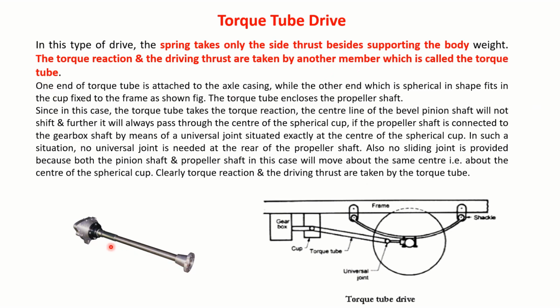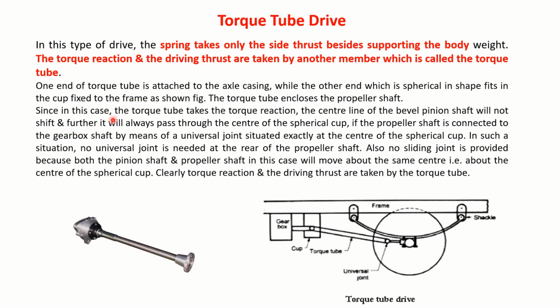This is how you can see the torque tube, a hollow tube. As I have written here, one end of the torque tube is attached to the axle casing, while the other end, which is spherical in shape, fits in the cup fixed to the frame, as shown in the figure. The torque tube encloses the propeller shaft. It is a hollow tube through which the propeller shaft passes.